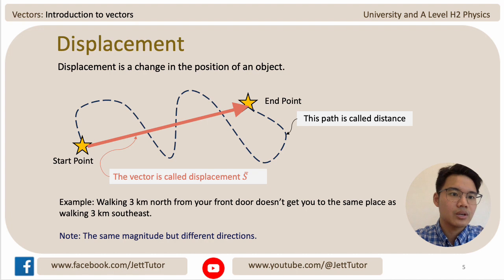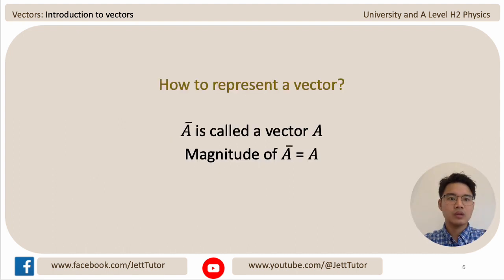For example, walking 3 kilometers north from your front door doesn't get you to the same place as walking 3 kilometers southeast. The same magnitude but different direction. How to represent a vector? Well, A bar is called a vector A. The magnitude of A bar equals A.